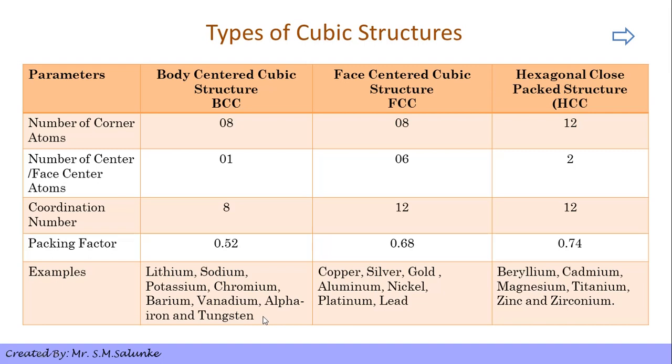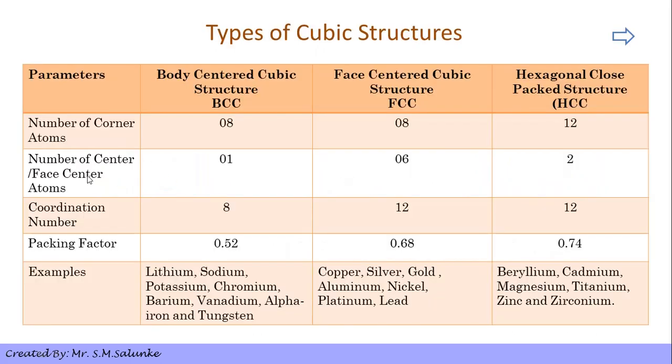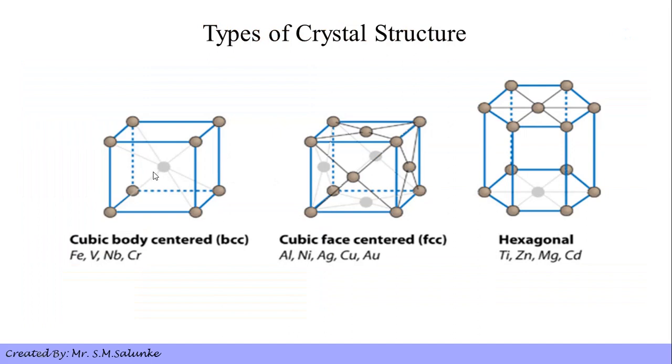Similarly, let's look at FCC, that is face center cubic structure. Here also we'll see there are 8 corner atoms, 1, 2, 3, 4, 5, 6, 7, 8. You can see it from the figure. Similarly, it has 6 face center atoms. So unlike BCC, here there is no atom present in the center of the cube, but 6 atoms are present in the center of each face of the cubic.